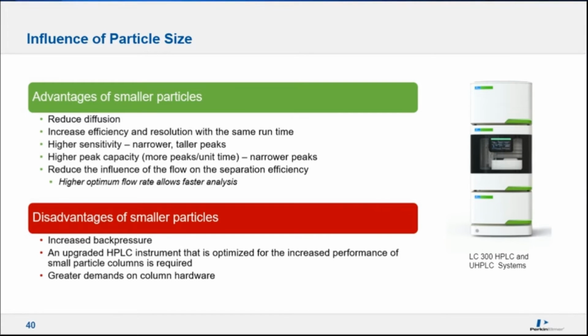The advantages of smaller particles is we have reduced diffusion, increased efficiency and resolution with the same runtime, higher sensitivity, narrower, taller peaks, higher peak capacity. We could fit in more peaks per unit time because the peaks are sharper, and we have a reduced influence of flow on the separation efficiency.